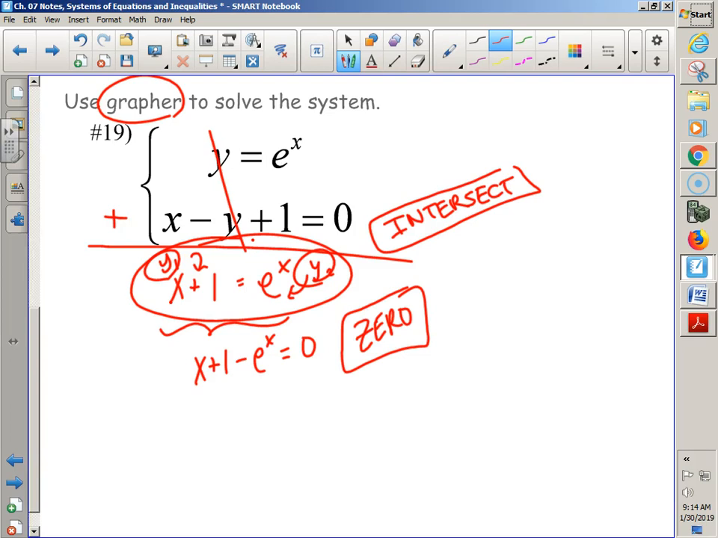Also second trace. But how many graphs do you need for the 0 feature? Just 1, and you're looking for its x-intercepts, right? So both ways should get you to the exact same solutions, whether you're intersecting or whether you're finding the 0. It's 2 different variations of the exact same thing. Can anybody think of when 0 would be better than intersect? Now pause. When would intersect be better?